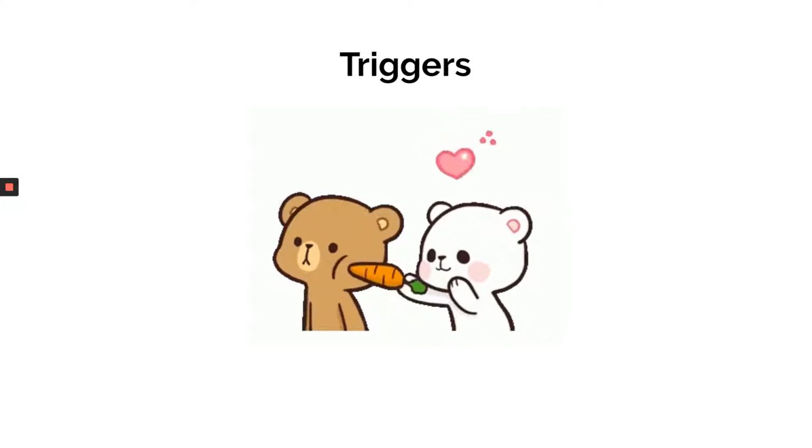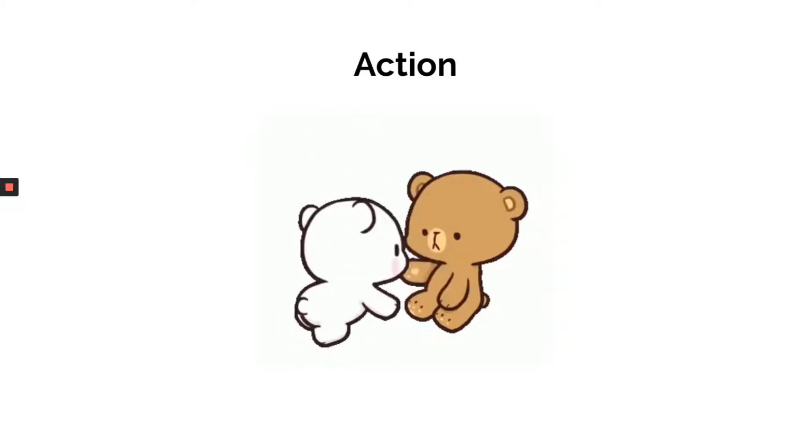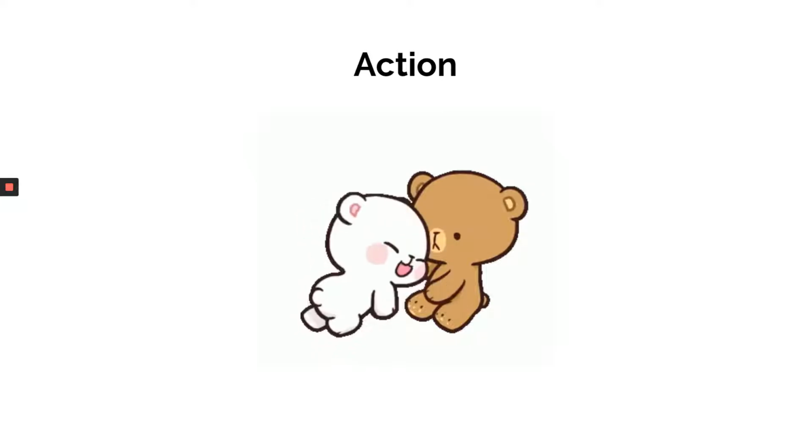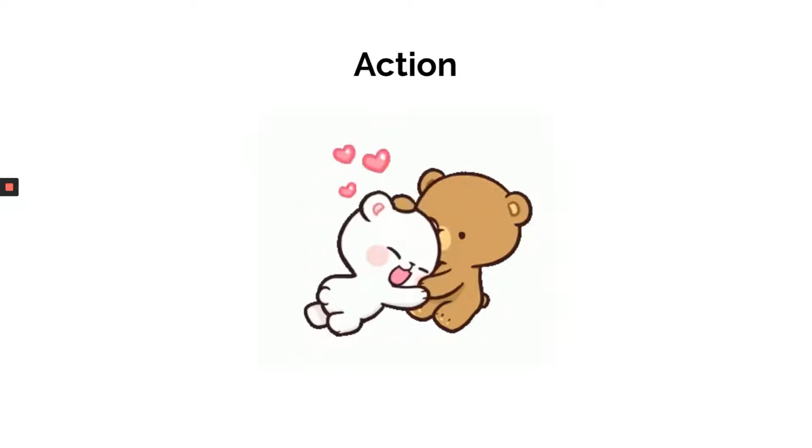The next thing is action. Whenever you get a trigger, what will you do? When someone makes you angry, or does something which you like or something you don't like, those are triggers. So what would be your action based upon the trigger? You would do something, right? That's what an action is.